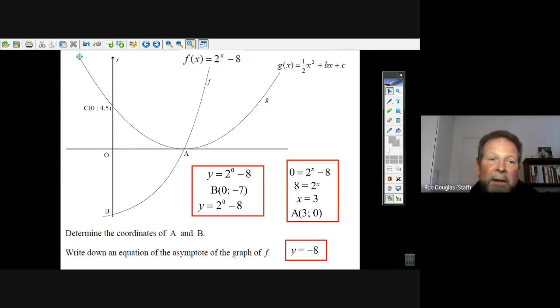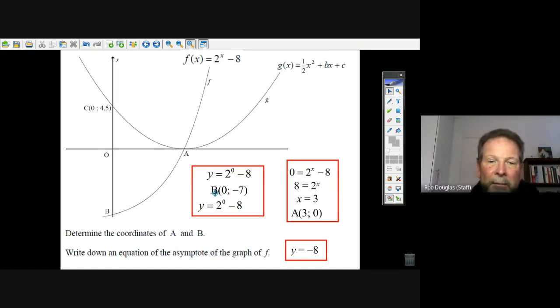And then they say, hey, there is a quadratic function here. Well, you have to know it's quadratic: 1/2 x squared plus bx plus c. They put it in standard form, but there's two things they're not telling you about here. The first question is determine the coordinates of A and B.